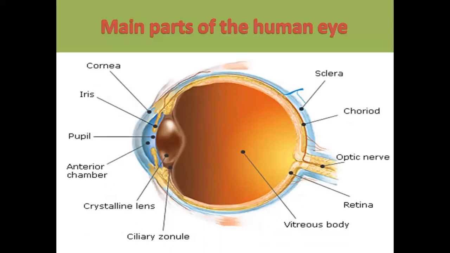Main parts of human eye. What are the main parts? We talk. Then this is the sclerotic layer. The outermost layer of the eye is sclerotic. Write down the topic, main parts of the human eye. Then first we have to talk about, no need to write. Again listen, sclerotic layer. This outermost layer is the sclerotic layer.